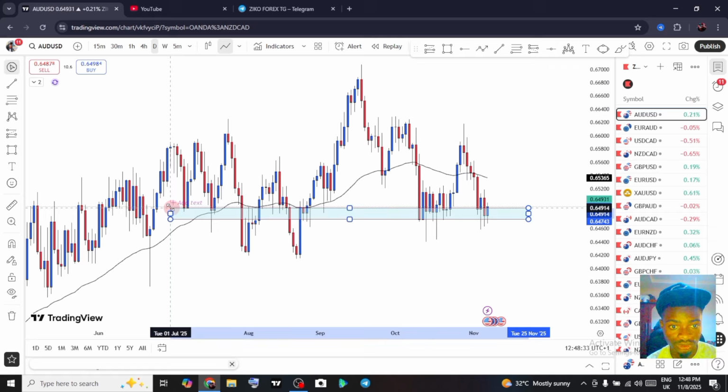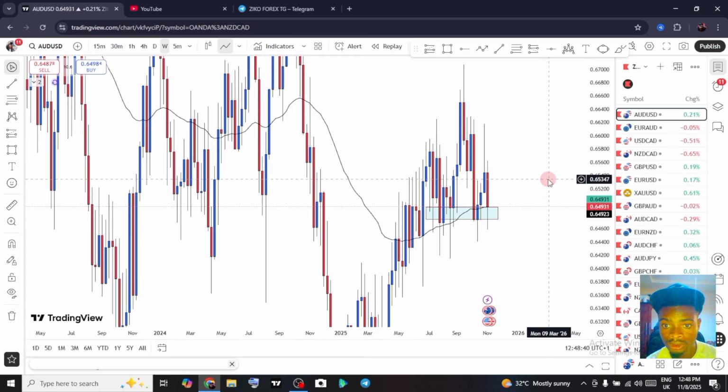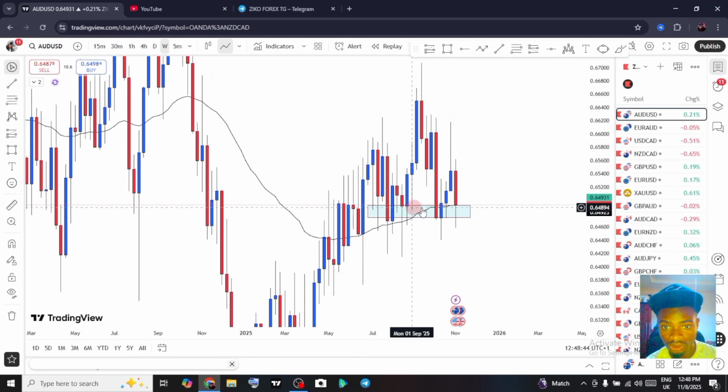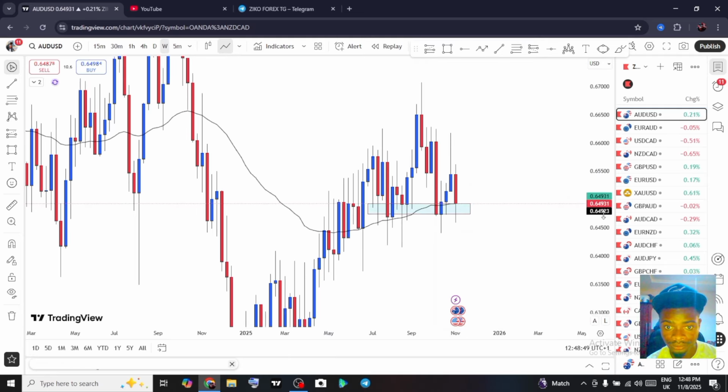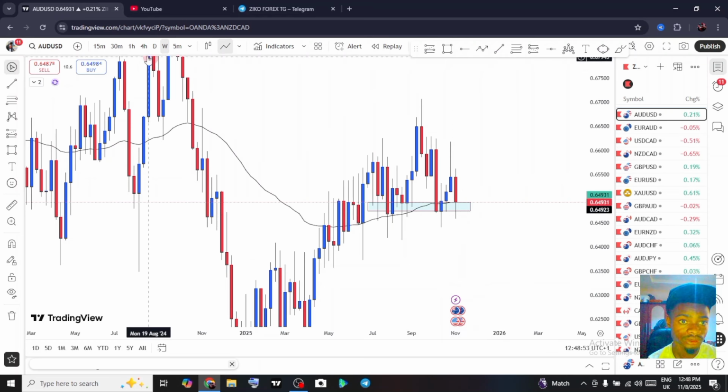Okay, we can use this as our area of interest. Weekly time frame. Okay. So weekly time frame is also currently bearish, right? So we preferably need a break and retest under here to sell.